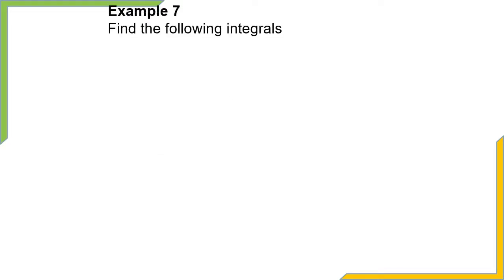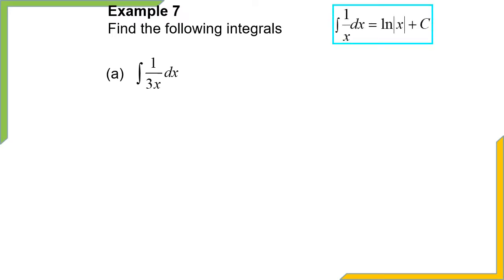So example, find the following integral. So we have the integral of 1 over 3x with respect to x. So this 1 over 3 can be factorized out as the coefficient, right? So we just need to integrate 1 over x. So integrate 1 over x, we get natural log of x. So the answer will be 1 over 3 natural log of absolute x plus c. So don't forget to put the absolute.